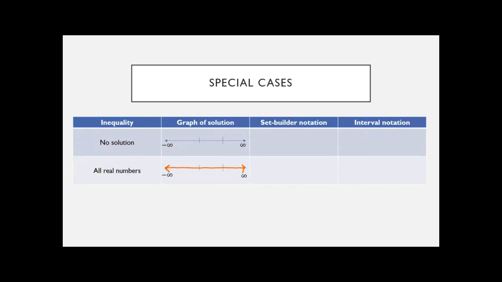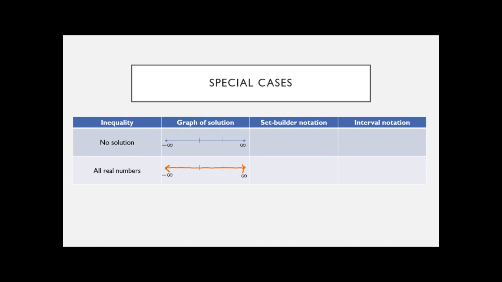Now, there are two special cases where you may have no solution or all real numbers, where every number is a solution. So no solution, your graph is empty because there is no value on your graph where you have the solution. For all real numbers, your graph is completely filled in, completely shaded, because every number is a solution.